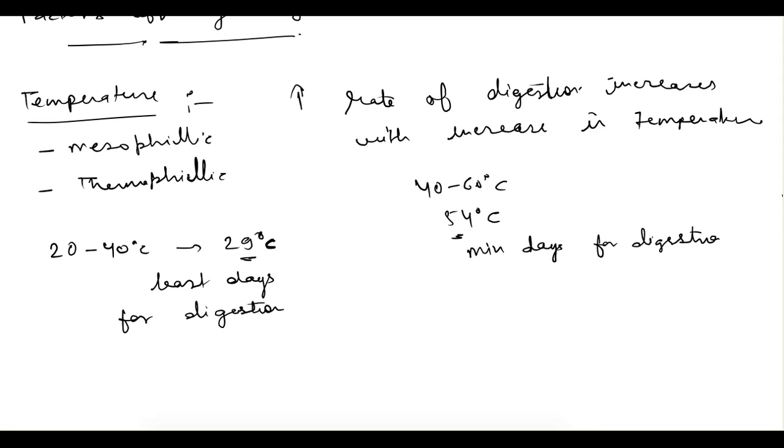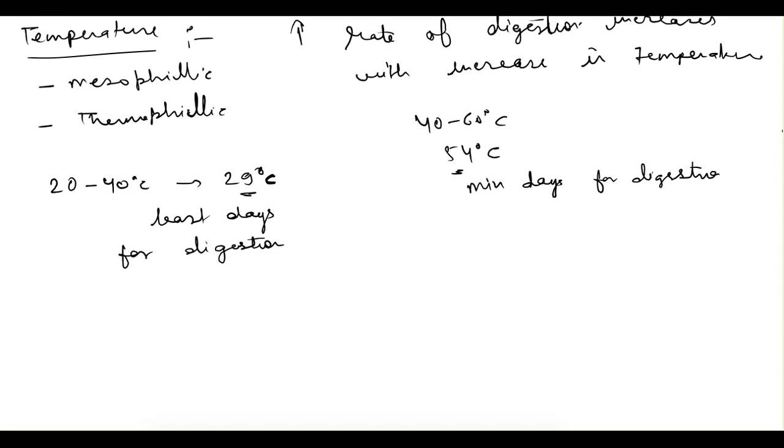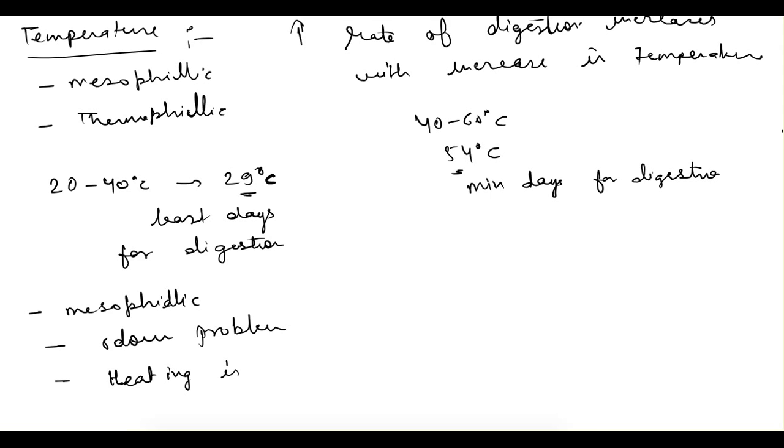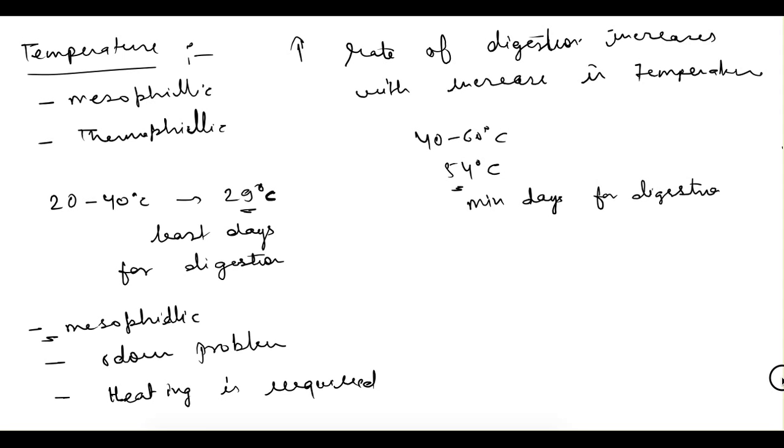Between mesophilic and thermophilic bacteria, the mesophilic range is chosen for digestion. The reason is that if the temperature is in the thermophilic range, there is a very large odor problem. Apart from that, separate heating is required, and that increases the cost of treatment. So the mesophilic range is preferred in the treatment.